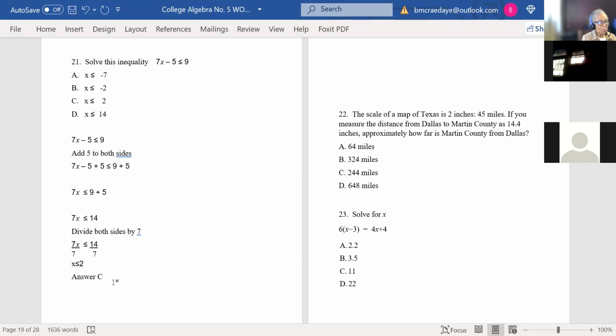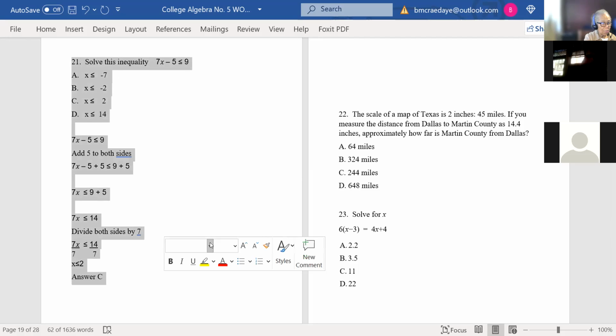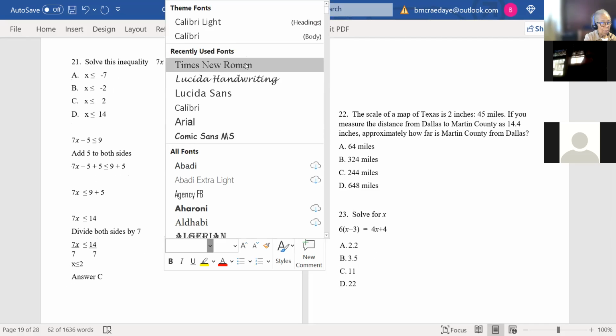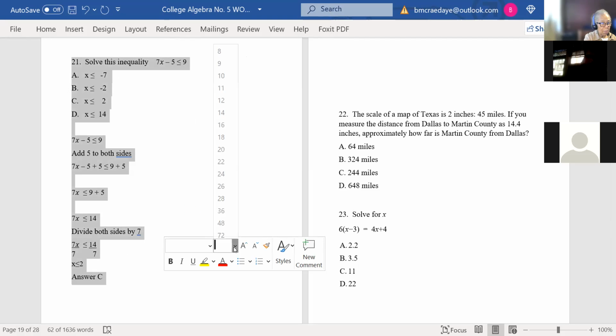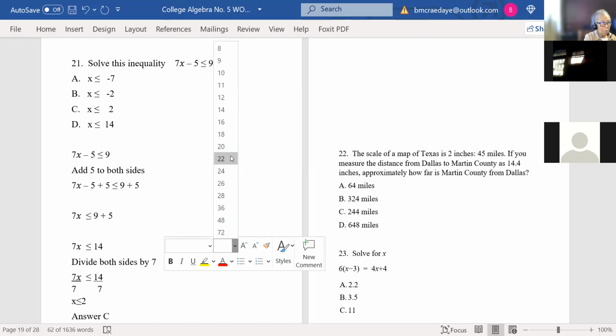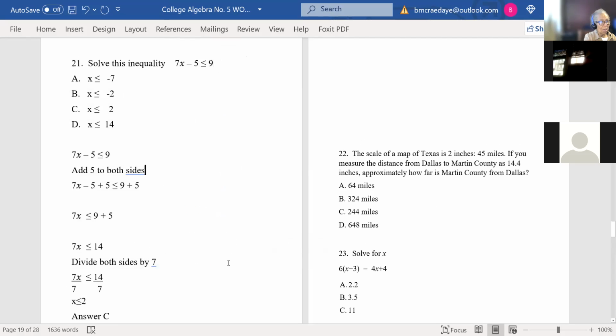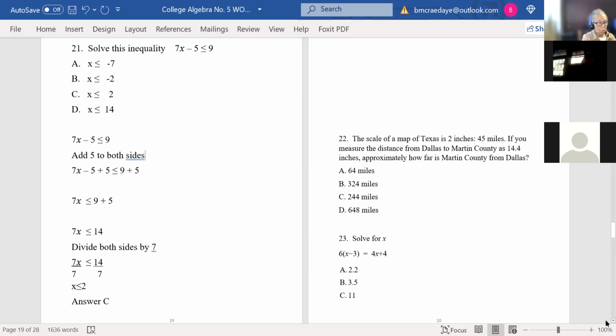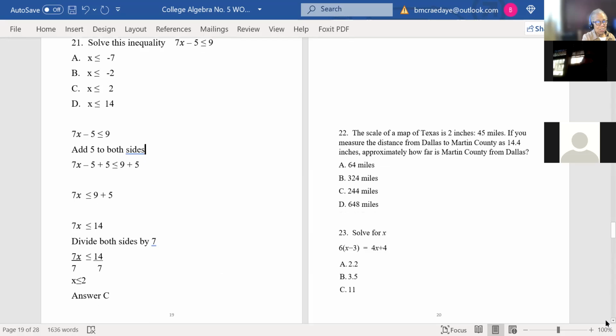You've got to fix it, Miss Barbara, because the less than is so small. Somebody might not be able to understand. Okay, let's make it a little bigger. I had been increasing the size of these because they're kind of hard to see sometimes. Okay, so we made it a larger font. So the answer then is C, which is X less than or equal to 2. Questions?